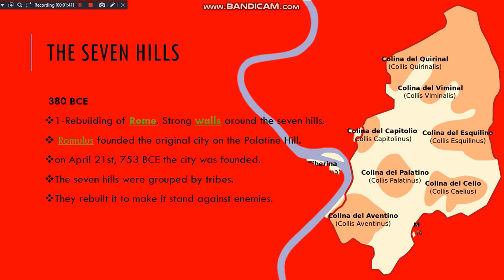architecture about this map is the walls that were built around the Seven Hills. And the Seven Hills were pretty much a group of tribes. They rebuilt it to make it stand against enemies. What I mean by that is the walls.